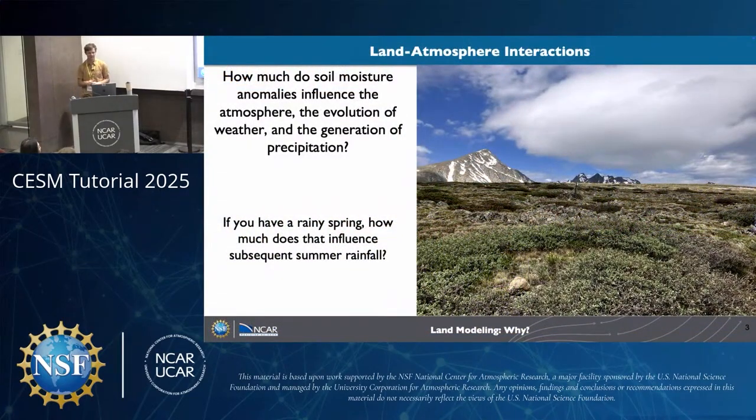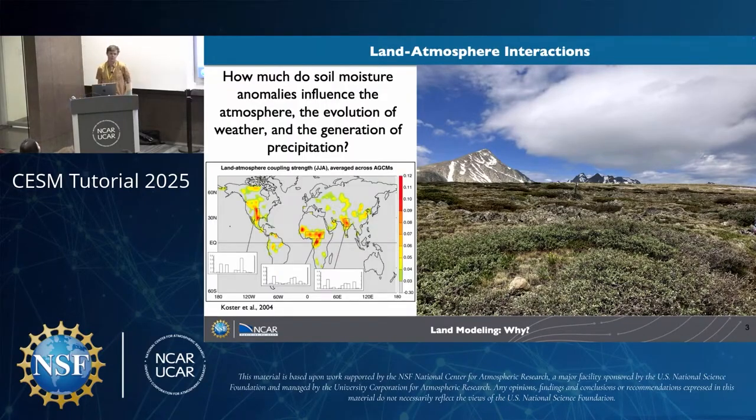All right, so one of the critical things that the land provides is land-atmosphere interactions, and that's best represented by this figure from Randy Koster that's more than 20 years old now. But this idea that there's some sort of inherent predictability of atmospheric processes based on conditions on the land surface is a critical feature that land models provide within the CESM context. And so these highlighted regions are thought to show some sort of predictability, where if you know something about the antecedent soil moisture state, you can predict the likelihood of future precipitation events.